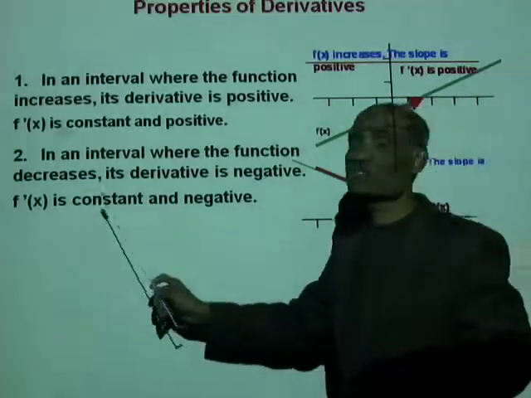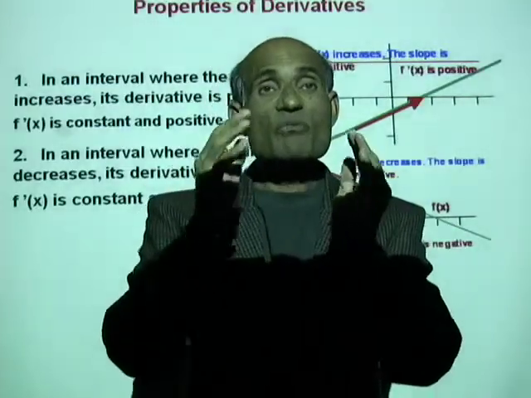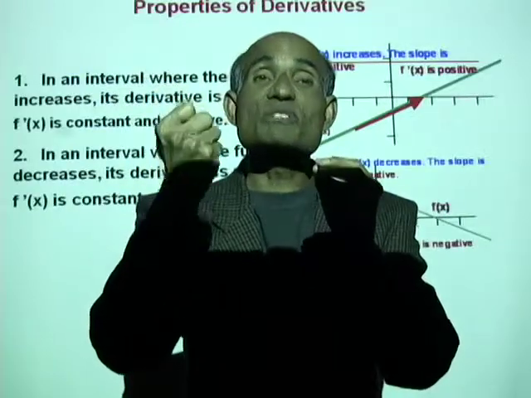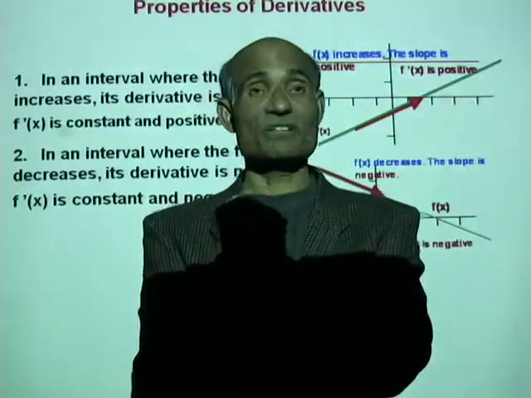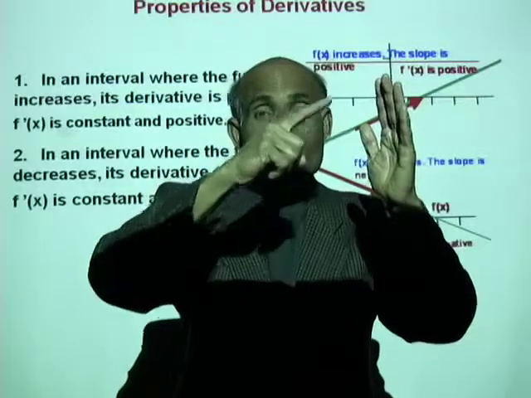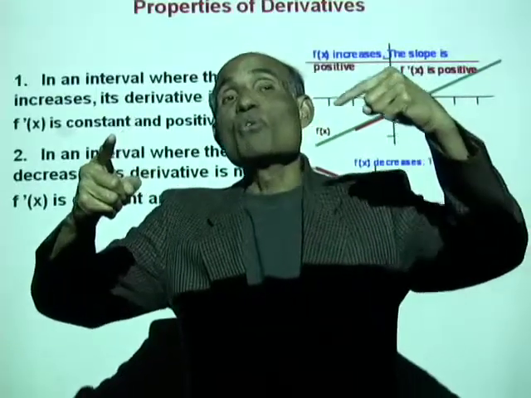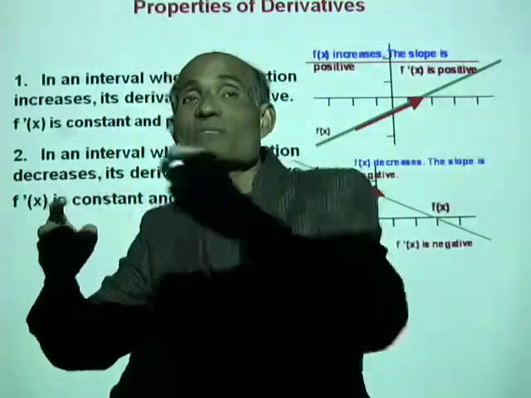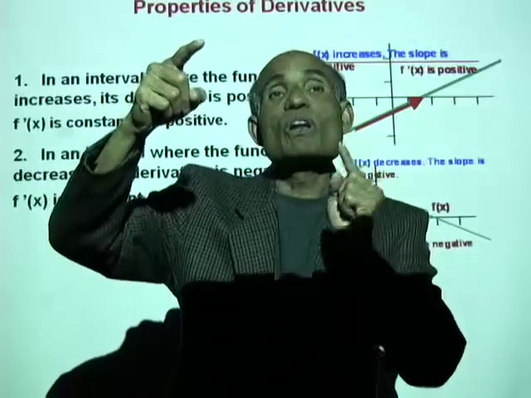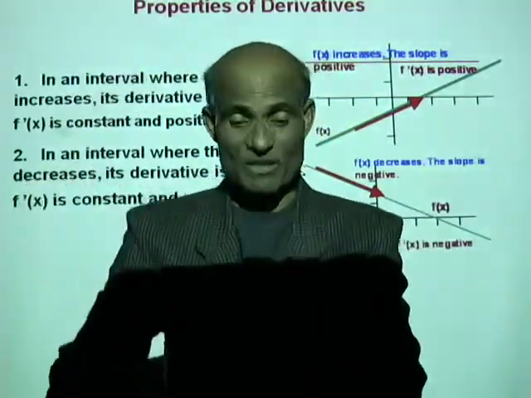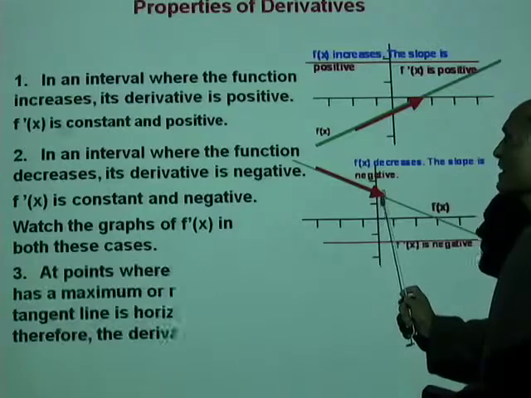Very important relation there. So how many properties we talked about so far? Let's summarize that. In an interval where the function is increasing, its derivative is positive. In an interval where the function is decreasing, its derivative is negative. In an interval where the graph of a function is concave down, the derivative will progressively decrease. In an interval where the graph of a function is concave up, the derivative will progressively increase. That's right. Okay. Now, what's the graph of f prime x in these cases?